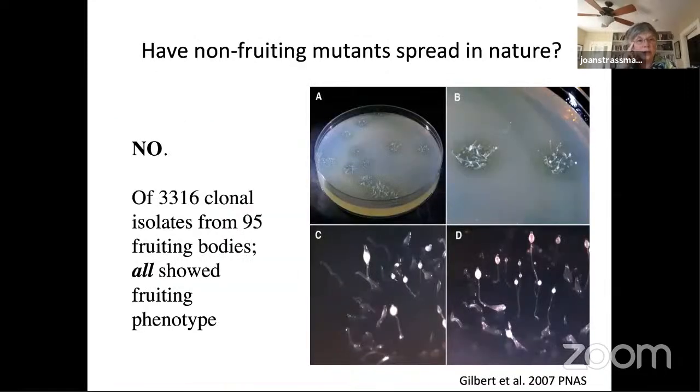And so we looked and cultured clonal isolates. This is also Owen Gilbert's work, 3,316 isolates from 95 wild fruiting bodies. And every single one plated out clonally was perfectly able to form a good fruiting body. So what this means is that it's actually really important in nature to form fruiting bodies on your own. So those low relatedness conditions are unlikely to be common in nature.